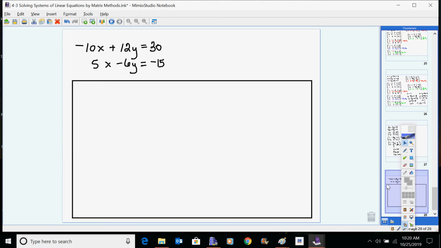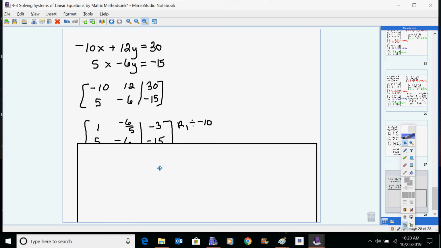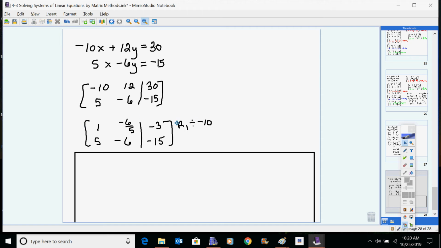Something similar can happen, like here. We can divide the top one by -10 to make this all work out here. Because -10 divided by -10 is 1. 12 divided by -10 is -6/5. 30 divided by -10 is -3. And then multiply this row by -5. So it'll cancel out with this row and give us a 0 down here.